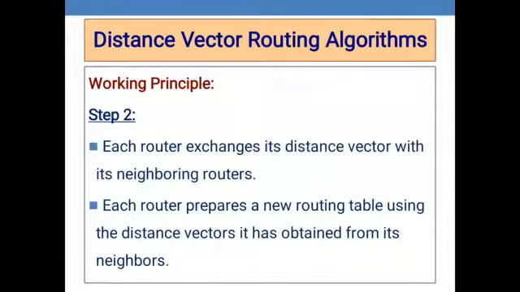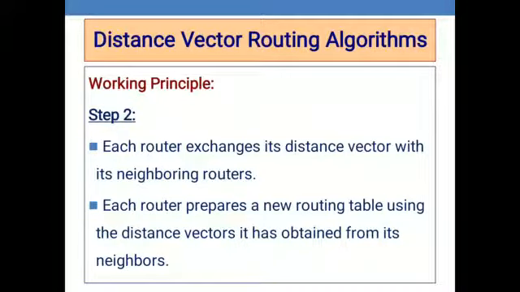In the second step, each router exchanges its distance vector with its neighboring routers. So in the second step, each and every router exchanges its information. Initially the routing table is updated. Next, each and every router will update its data. For example, if any router has failed, then it needs to update now. That's why each and every router updates the information periodically.